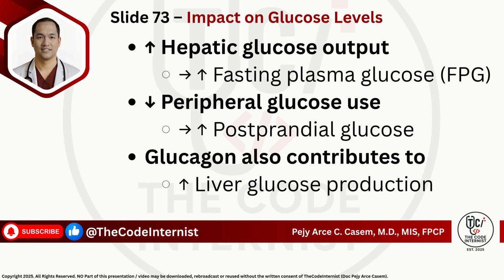Insulin resistance hits two areas hard. First, it causes the liver to release more glucose, especially at rest, which leads to fasting hyperglycemia. Second, it limits glucose uptake in muscles after meals, causing post-meal blood sugar spikes. Glucagon also plays a role by further pushing the liver to produce more glucose.